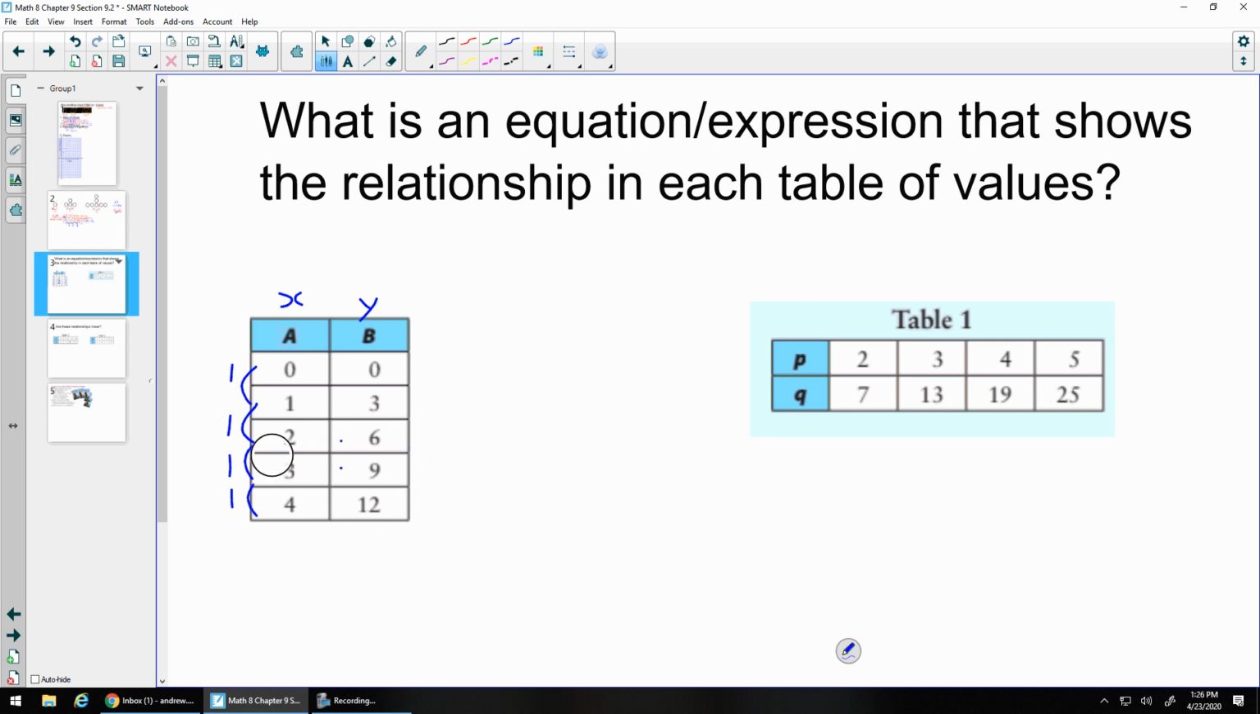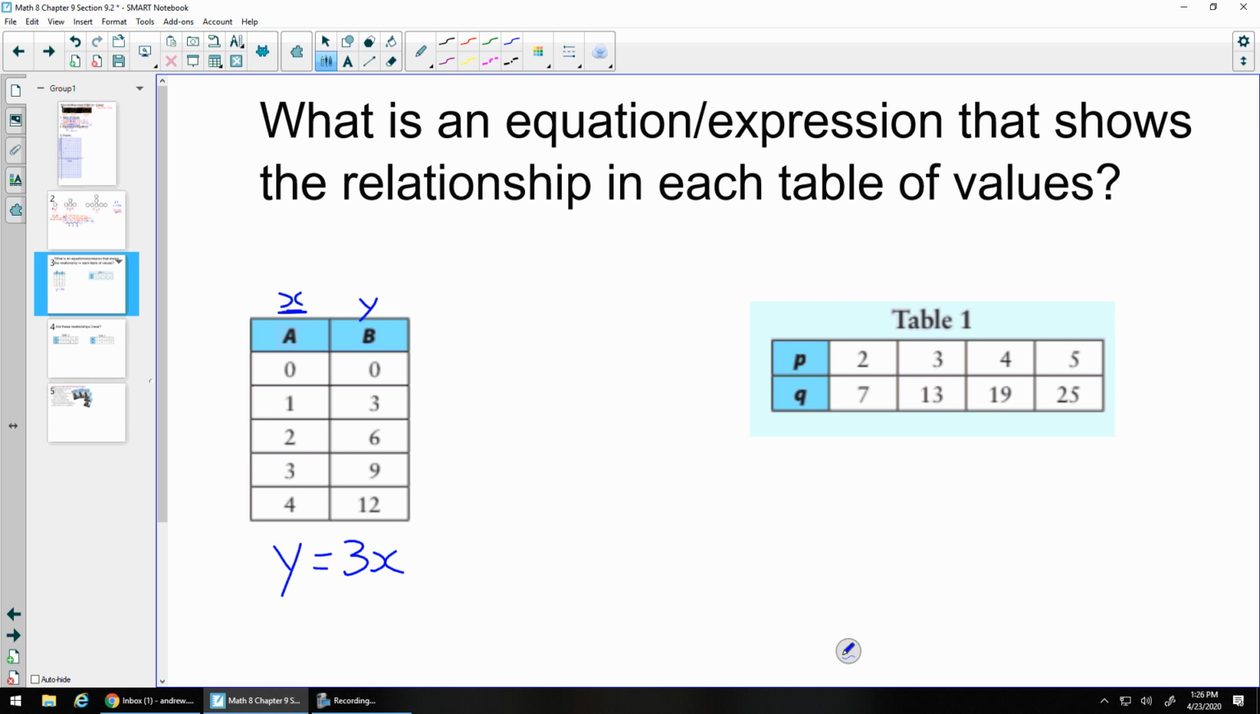And so this equation that we could make is that our y value is equal to 3 times our x value. So y equals 3x would be an equation, because we're just having to multiply this x value by 3, and we get our y value.